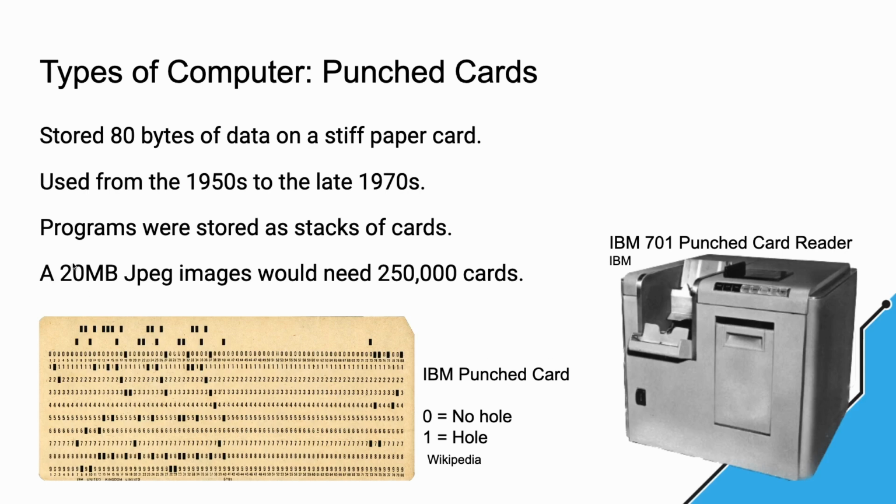To give you an example of the scale, to store a modern 20 megabyte JPEG image using punched cards, you would need 250,000 of them to store one image. And this picture at the bottom is a punched card, basically at full size. You can see where the punch holes have been made in the card to represent the data.